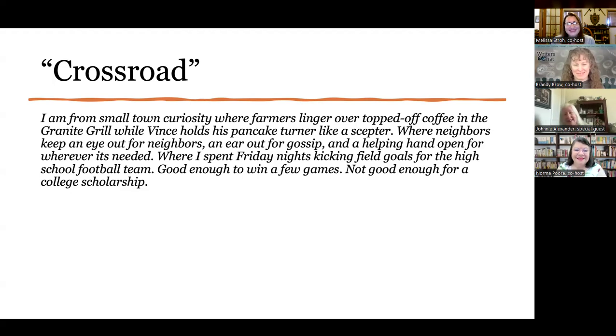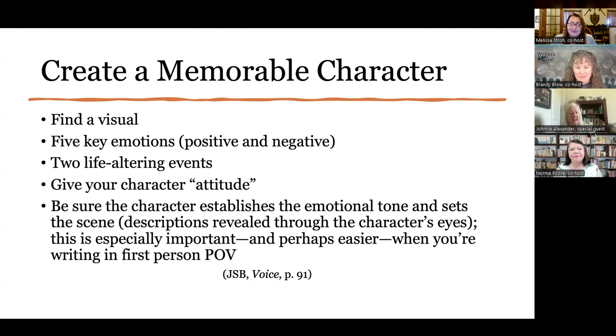I didn't know he spent his nights kicking goals for the high school football team until I just started writing, and writing it like this, like he is doing this poem. So that's another really, really good way. Okay, I'm going to kind of hurry a little bit because I had things I want you guys to do, exercises.